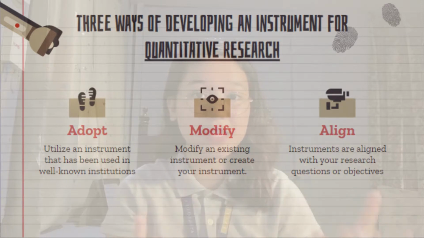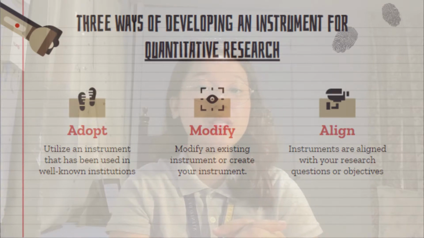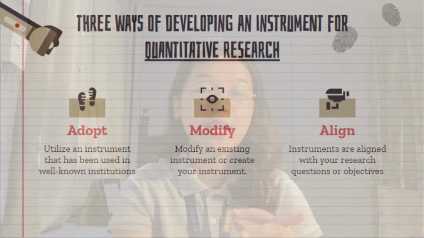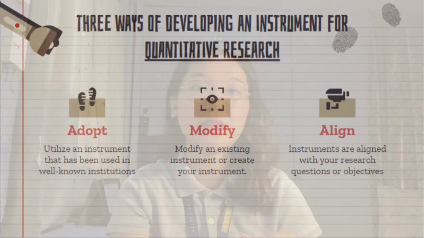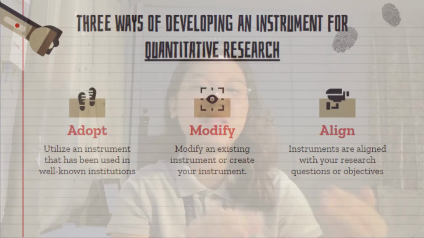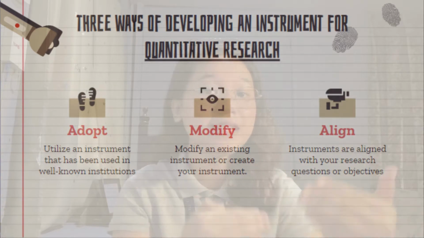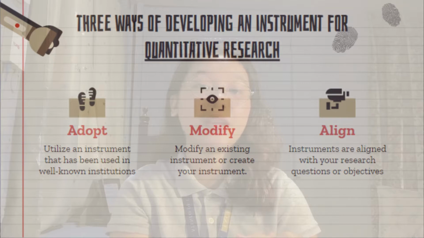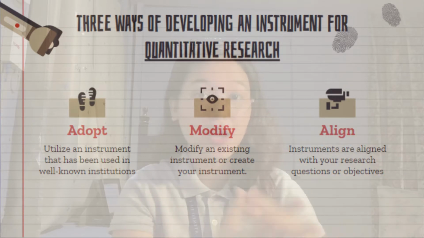There are three ways of describing an instrument for your quantitative research. First is adopting an instrument. This means you will utilize an instrument that was used by well-known institutions or reputable studies or publications. Some of the popular sources of instruments include professional journals and websites, such as Tests in Print or the IRIS Digital Repository. Now, adopting an instrument means you do not have to spend so much time on establishing its validity and reliability, since they have already been tested by its developers and other researchers.